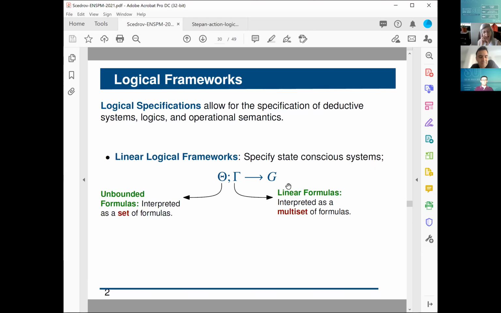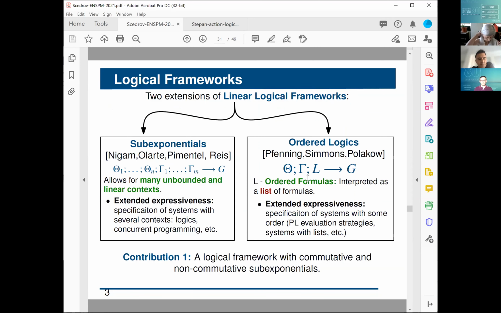Here on the sequent, on the left, we have two parts. One is the part with unbounded formulas, which we interpret as a finite set of formulas. And on the other side of the stoup are the so-called linear formulas, which are interpreted as a multiset of formulas. And on the right, of course, you have just a single formula, which is intuitionistic. Several extensions have already been discussed. One is sub-exponentials, through the work of Nigam, Olarte, Pimentel, and Rice, which allow finitely many unbounded and linear contexts on the left. This greatly extends expressiveness. It can specify systems with several contexts, logics, concurrent programming, et cetera.